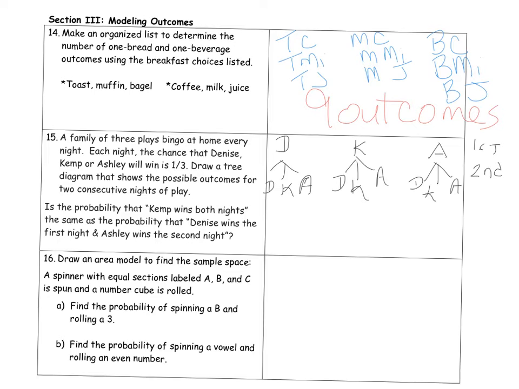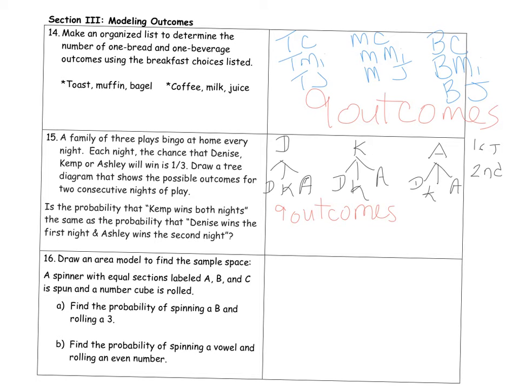If we were to make a list, we would say DD, then DK, then DA, then KD, then KK, then KA, then AD, then AK, then AA. So we look at this and we see, hey, there's 9 outcomes. Because there's 9 possible ways for people to win the 2 nights. And the list shows our sample space.